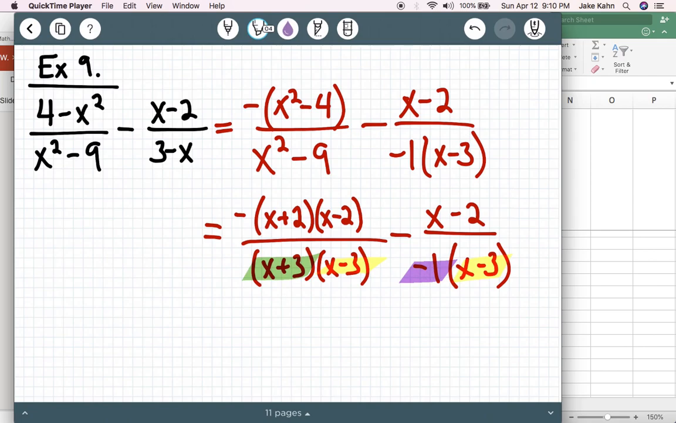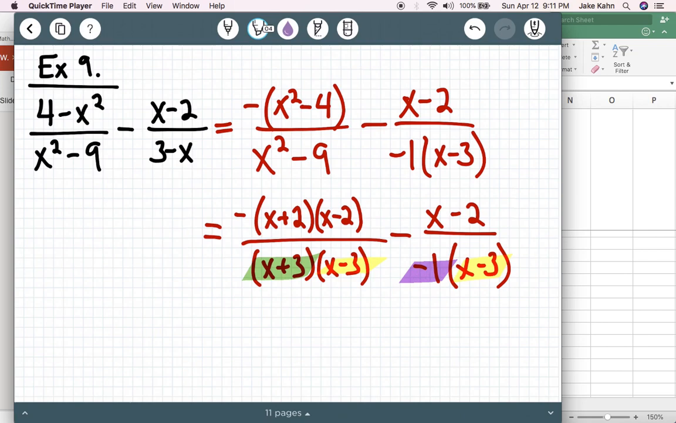So what we're going to do is multiply the first fraction by negative 1 on top and bottom, and the second fraction by x plus 3 on top and bottom. And then we'll get common denominators here. All right, let's do that.